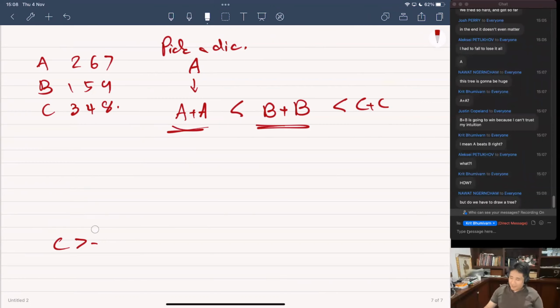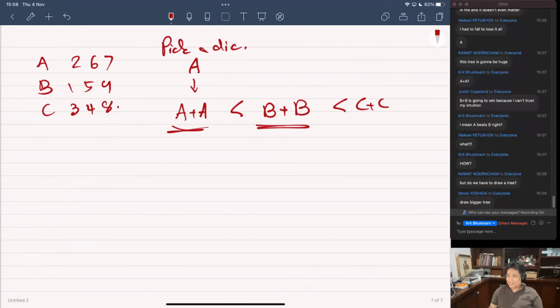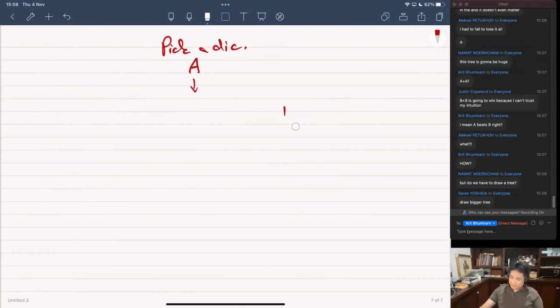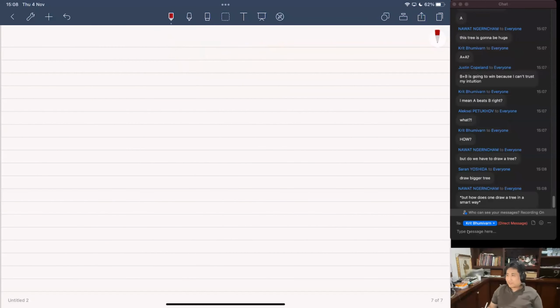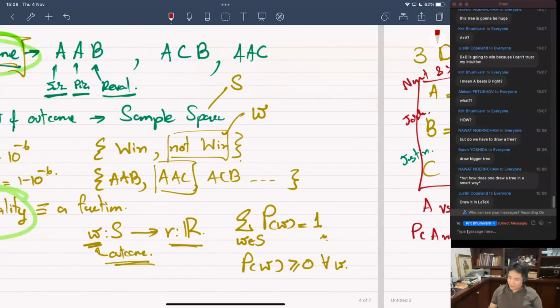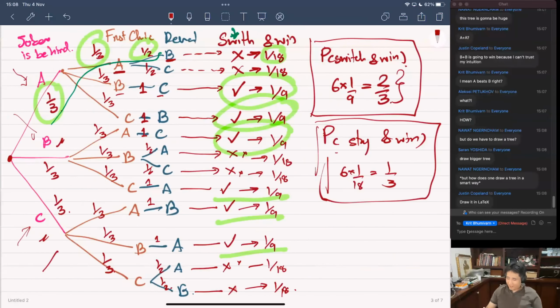Draw a tree in a smart way. Then you're gonna figure out how to do it. Okay? So for example, in a smart way means the following. For the tree that I drew you here, what I really want is only the first branch, right? And then I multiply everything by 3 or something.